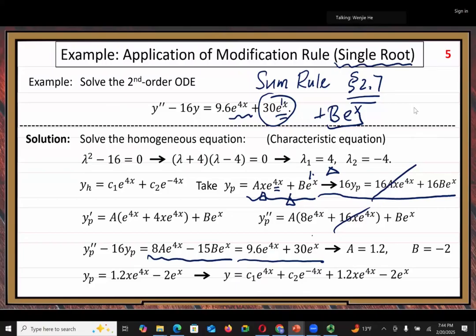From these two examples, now you get an idea of how to choose the appropriate structure for that yp function. It's not very hard. After you understand, it is not very hard.